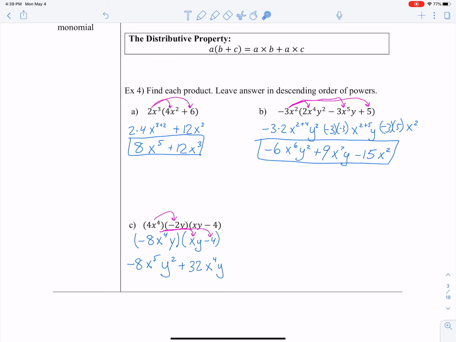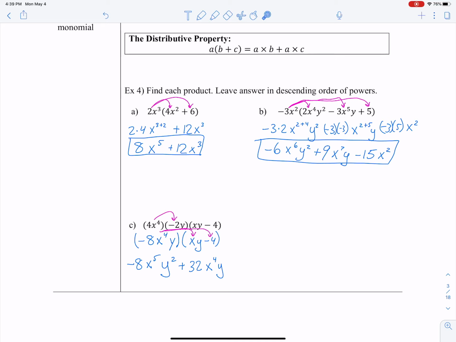Now I need to double check. First of all, there's no like terms, so there's no completely identical exponents on my letters. Nope. Then this one is x to the 5 plus 2, so that's 7. So the power of this term is 7. Here we have 4 and 1. The power of this term is 5. So this has a higher power, so it's written first. This one's written second, so we don't need to move anything. If this one had the higher power, we would flip them. But in this case, you don't have to.